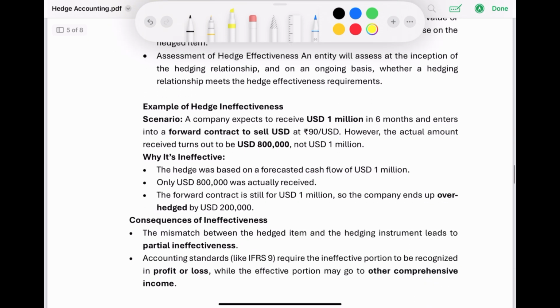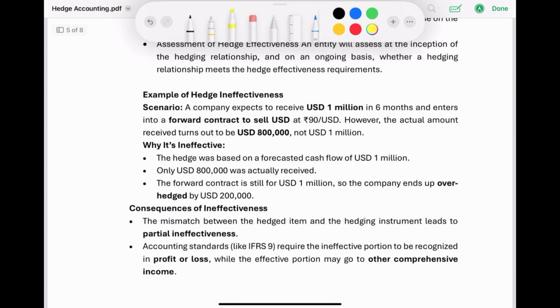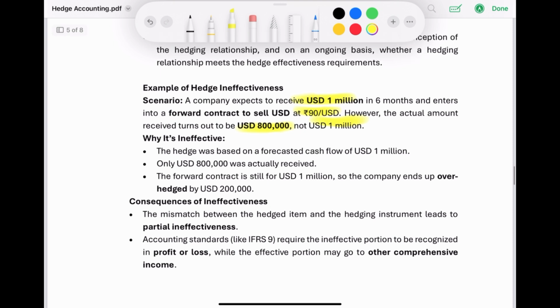Okay, we'll go through one example. A company expects to receive 1 million USD in 6 months and enters into a forward contract to sell USD at 90 per USD. However, the actual amount received turns out to be only 800,000 and not 1 million USD. So up to 800,000, the forward contract is effective, but for the remaining 200,000, the contract taken is not effective because no transaction happened for that 200,000.